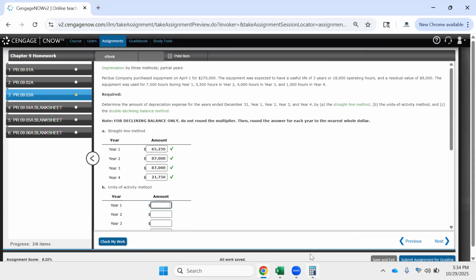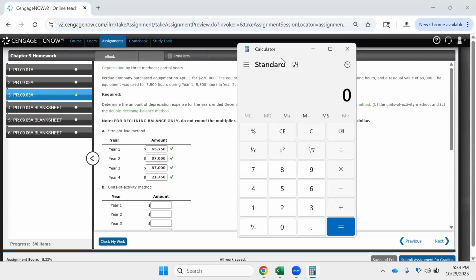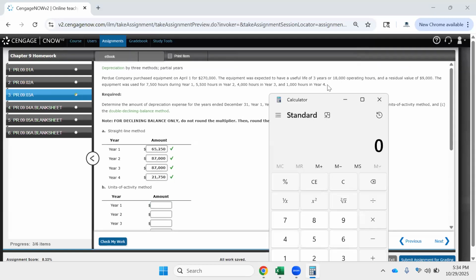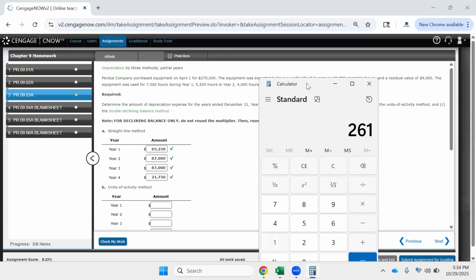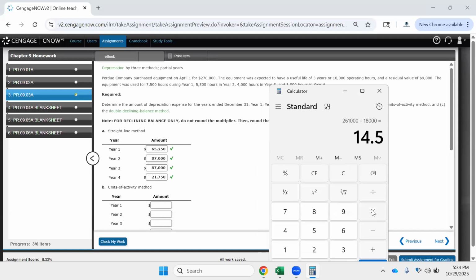Under the units of activity method, we create a per unit of activity rate. And in this case, it's 18,000 operating hours. We have to divide our depreciable base of 261,000 by 18,000 hours. And we get $14.5 per hour as our allocated cost. And we have to multiply that by the amount of hours every single year.